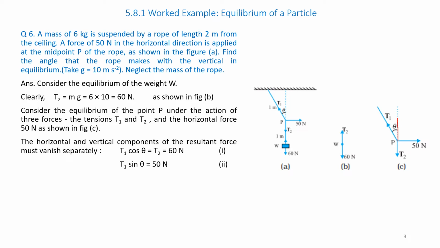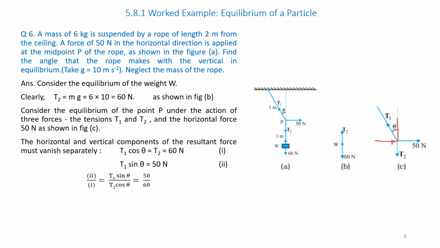Resolving the horizontal component, we know T1 sin theta acts here horizontally. So T1 sin theta is equal to 50 newtons, acting from the point P to the right hand side. Let it be equation 2.